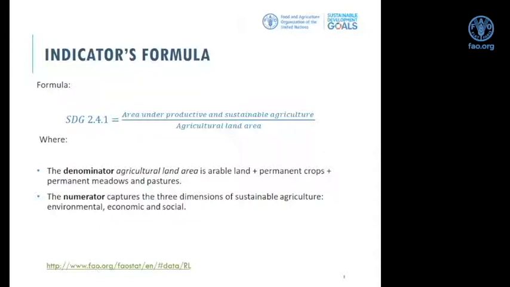So as you will find out in the course of this training, the methodology of SDG 2.4.1 has been designed in a very simple way. It involves simple arithmetic rules to arrive at a sustainability assessment of the country once the data has been collected, cleaned, processed, and analyzed.